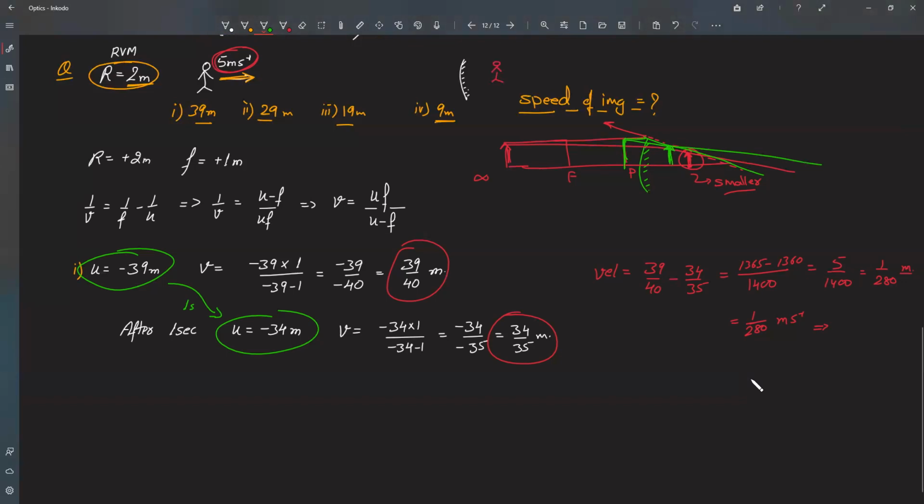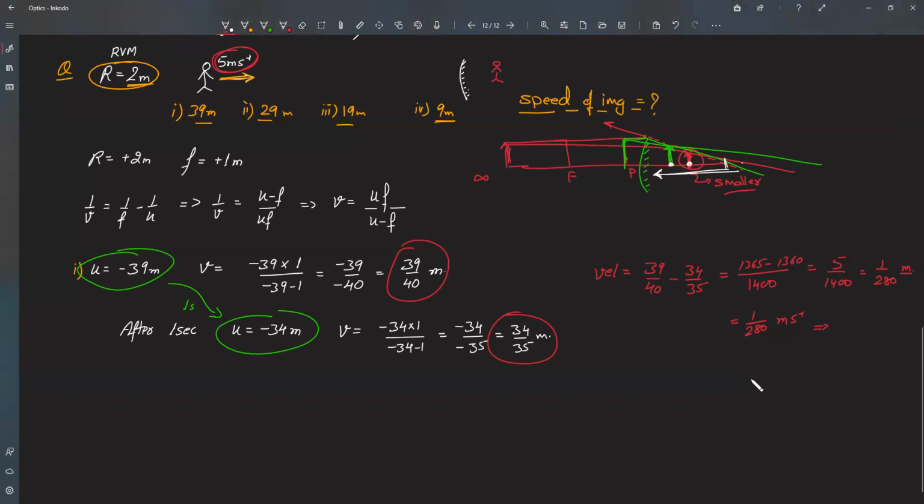Even this is a practical scenario in your rear view mirror. When the vehicle approaches you, as the distance between the vehicle behind you and your rear view mirror decreases, the size of the image increases. You observe that, right? And what you are seeing here is this image is actually moving in this direction. Yes or no? Image was here, now image is here. So image is moving in this direction.